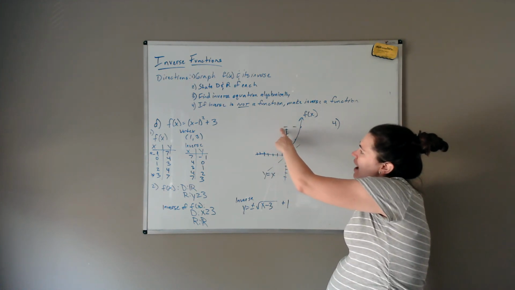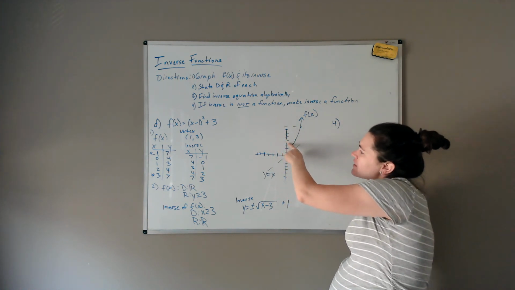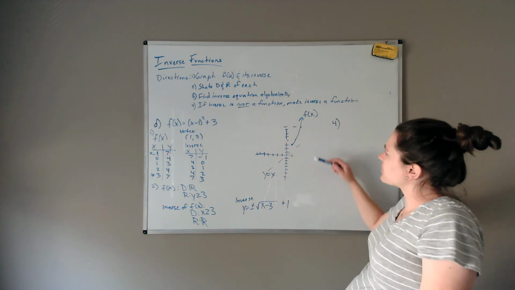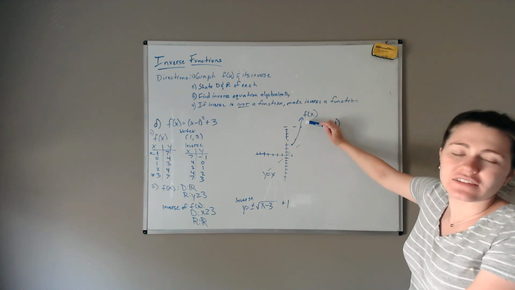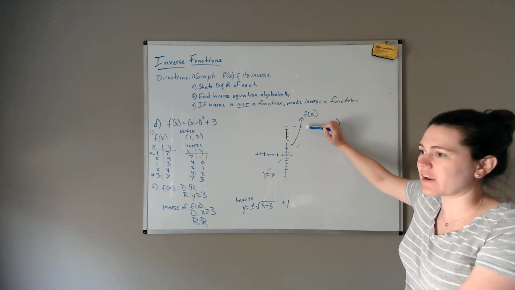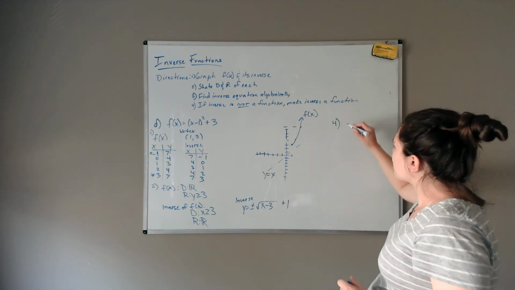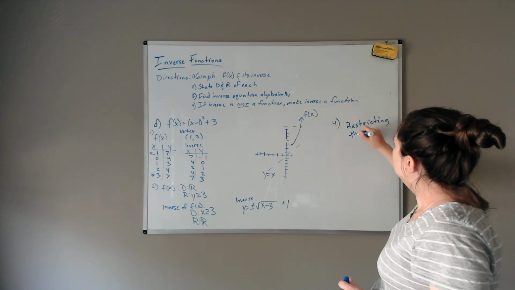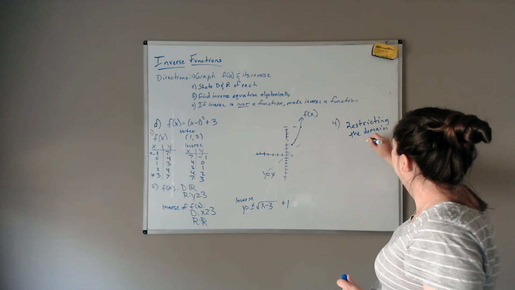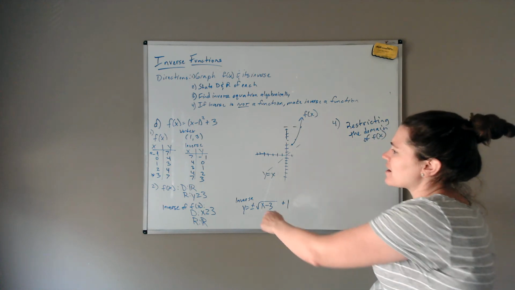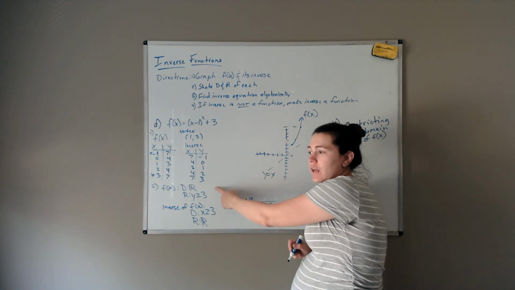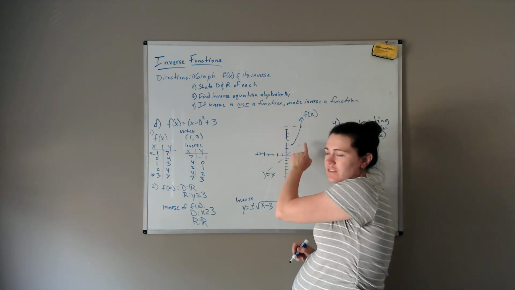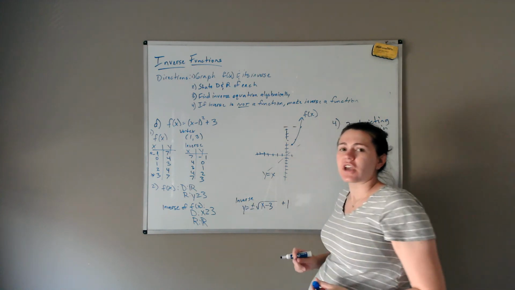Everything I took away has a matching pair. Notice, I didn't take away any of the range. The range was that y is greater than or equal to 3. You have to make sure that you do not take away any part of the range at all. But what I'm doing is restricting the domain of f of x. If I restrict the domain of f of x, it's going to make this graph pass the horizontal line test, which is going to make the inverse be a function.